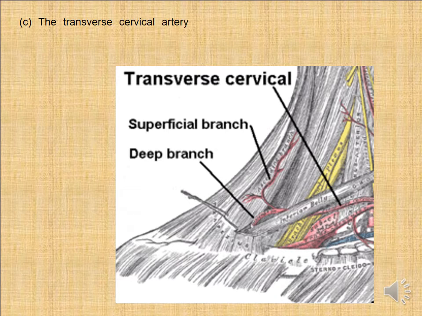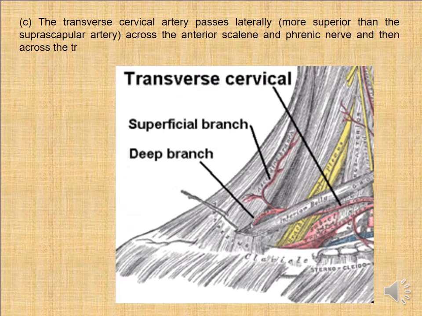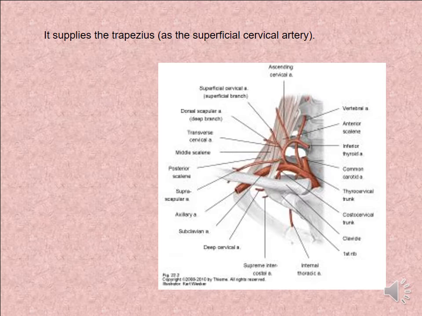The third branch, the transverse cervical artery, passes laterally more superior than the suprascapular artery across the anterior scalenus and the phrenic nerve, and then across the trunk of brachial plexus in the posterior triangle. This is the transverse cervical artery. It supplies the trapezius muscle as superficial cervical artery.